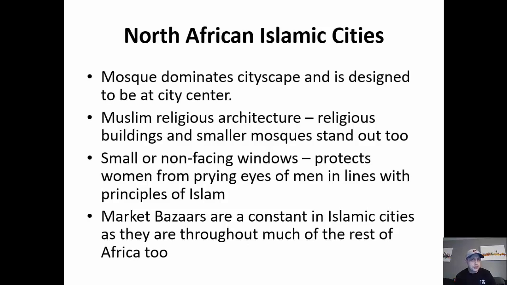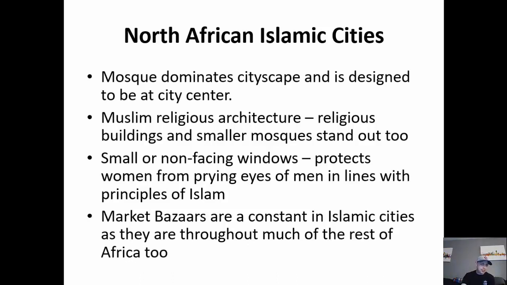Remember, there will be small or non-facing windows in many buildings in North African cities, so that when a woman is in privacy and she's not fully covered in her clothing, she's out of the watchful eyes of men who might be peeping, I guess, for lack of a better term. That keeps up with the principles of Islam.